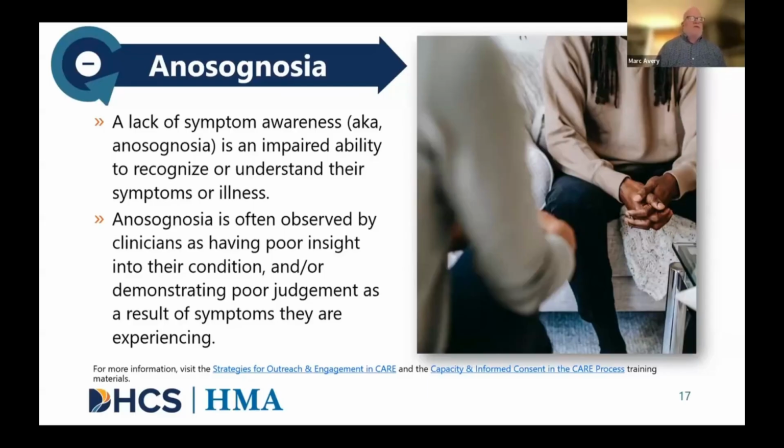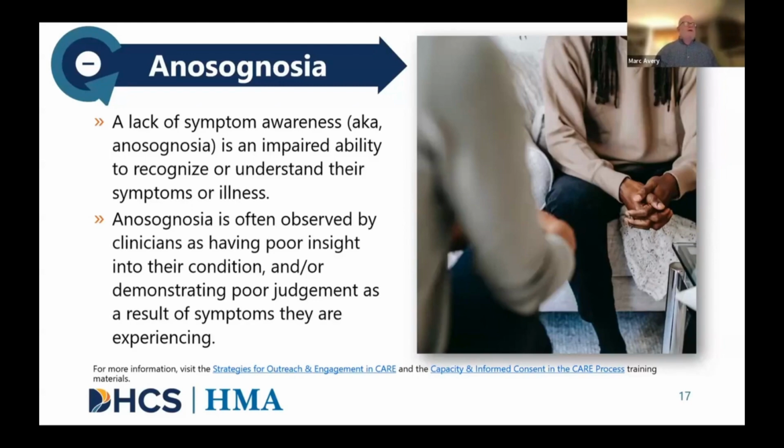Whatever it is called, however, this lack of awareness makes it more difficult to provide informed consent, and it can make it more difficult to provide services and support and to engage that person in the appropriate care and treatment.